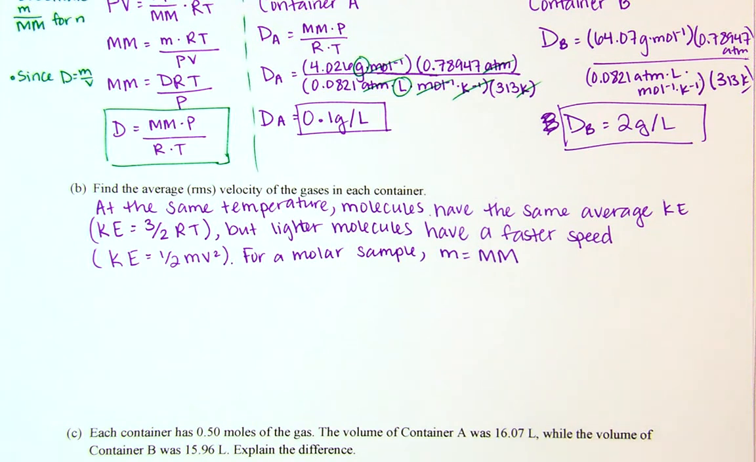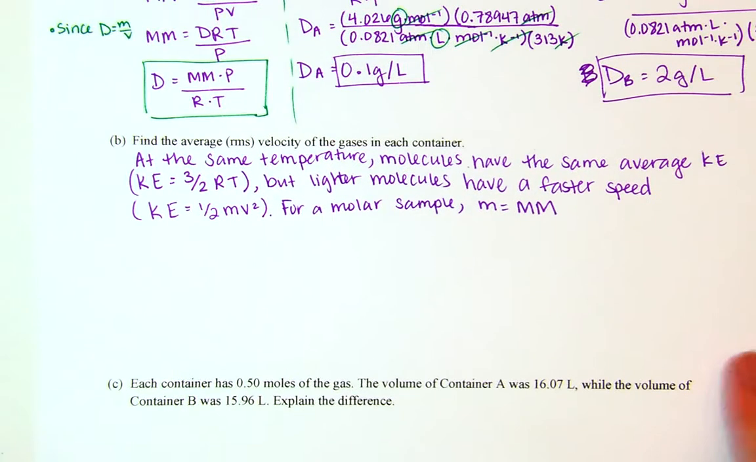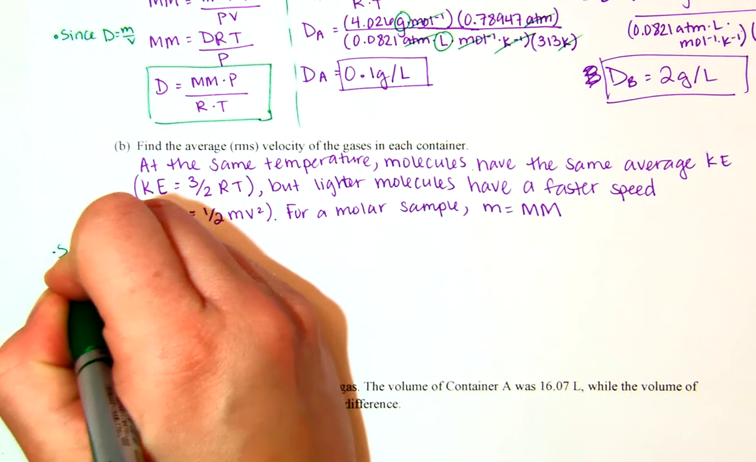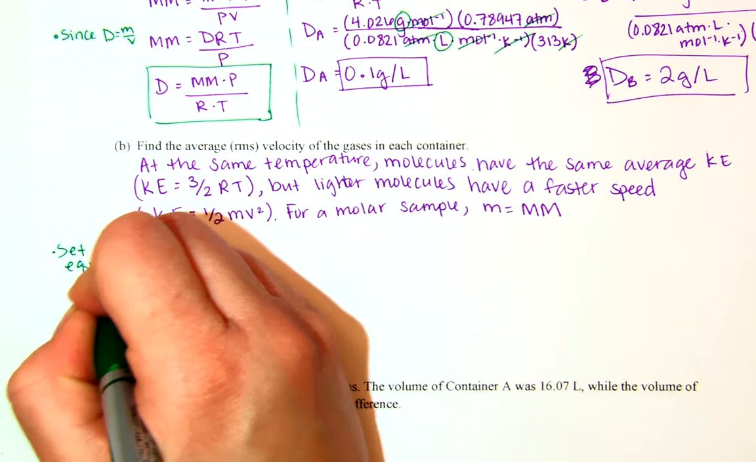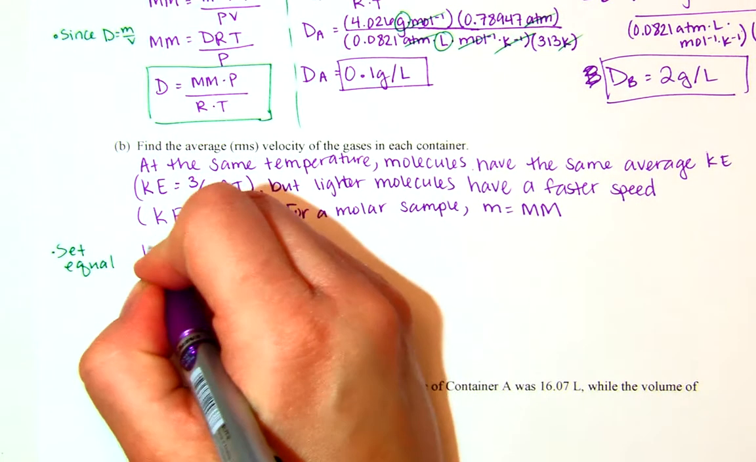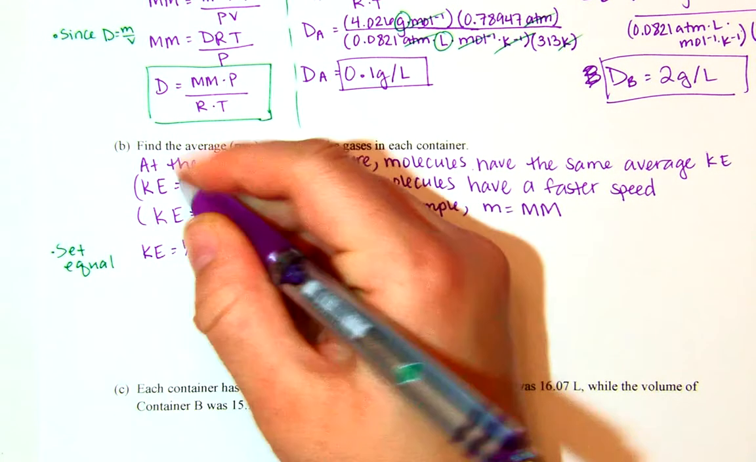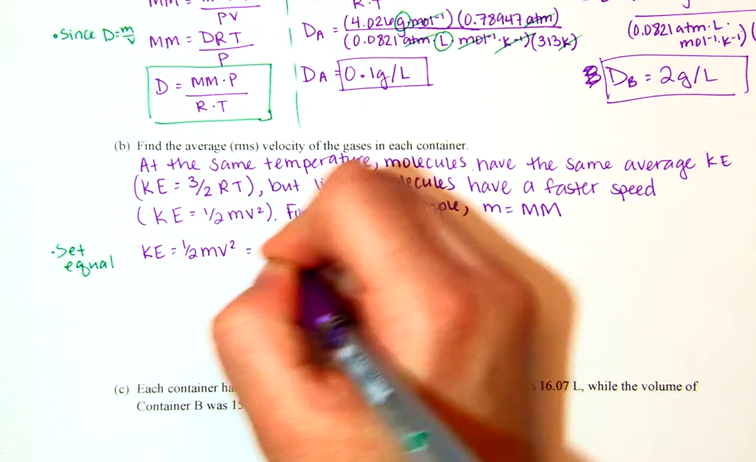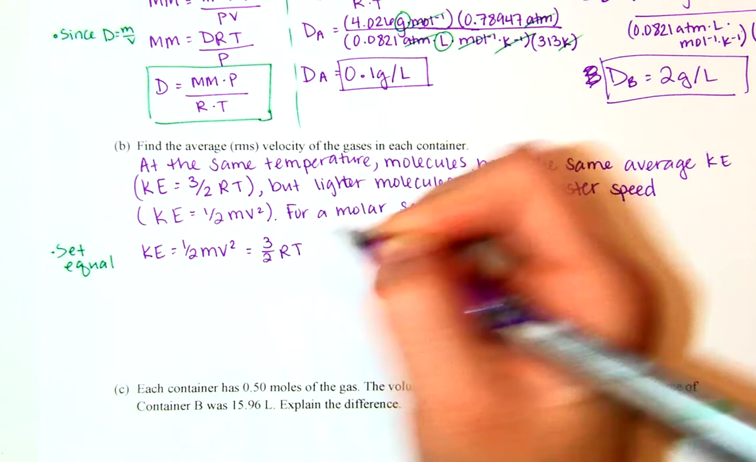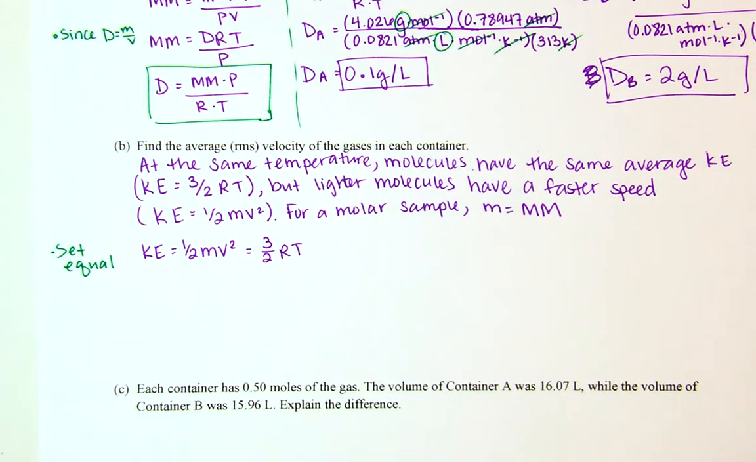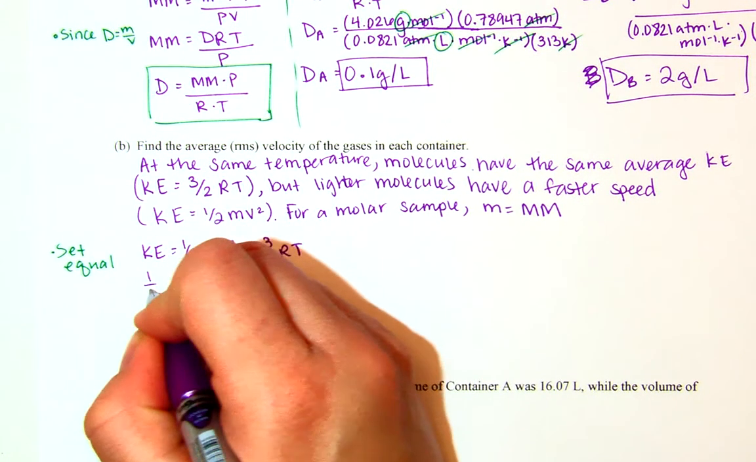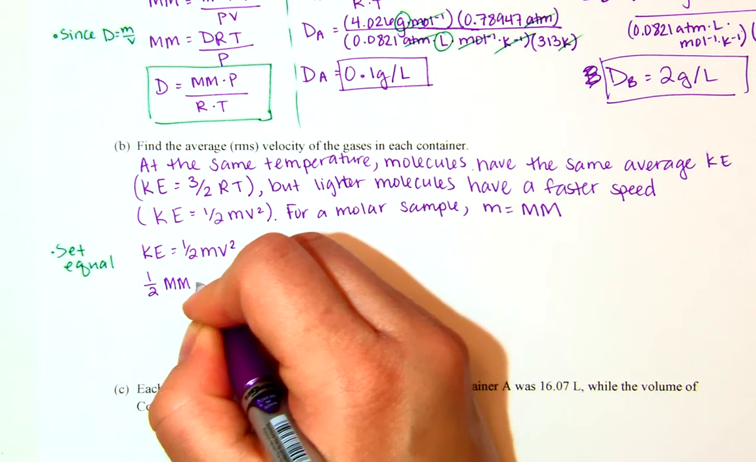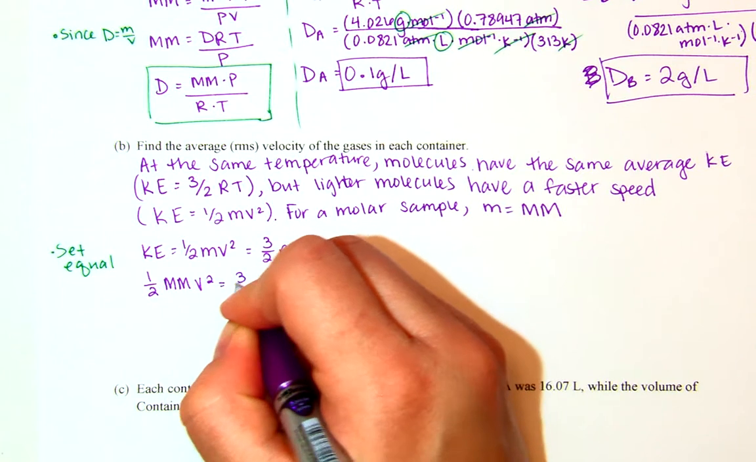Okay, so find the average or RMS velocity of the gases in each container. The first thing we need to do is set these equations equal to one another. So we need to use both equations here. So set equal. So our kinetic energy is equal to 1/2 mv squared, which is equal to 3/2 RT. And then I'm going to replace my mass with molar mass because we're looking at molar samples. So 1/2 molar mass V squared equals 3/2 RT.